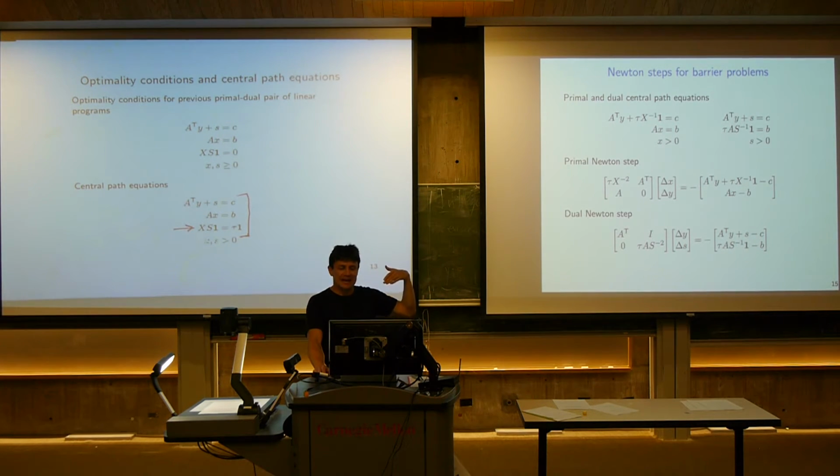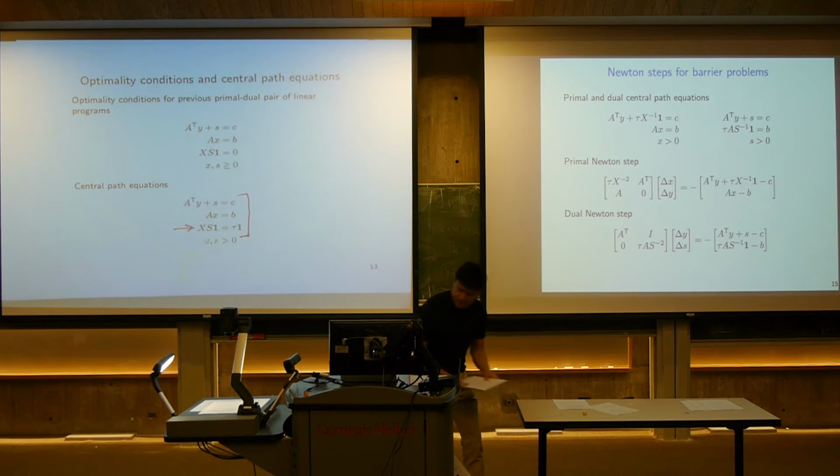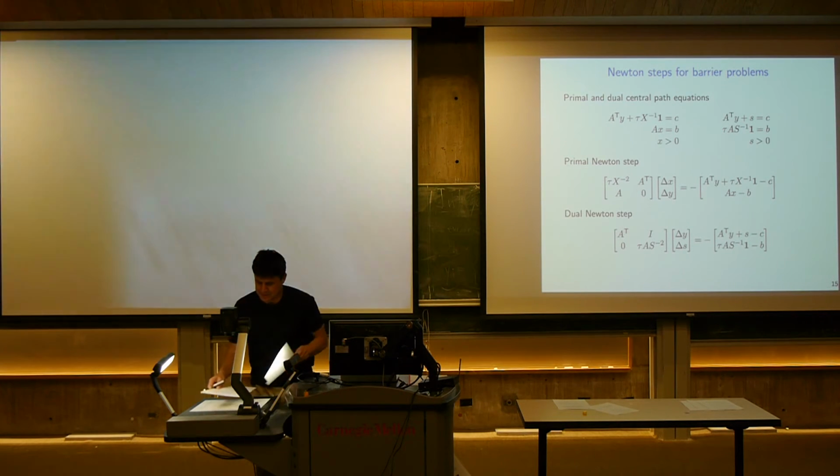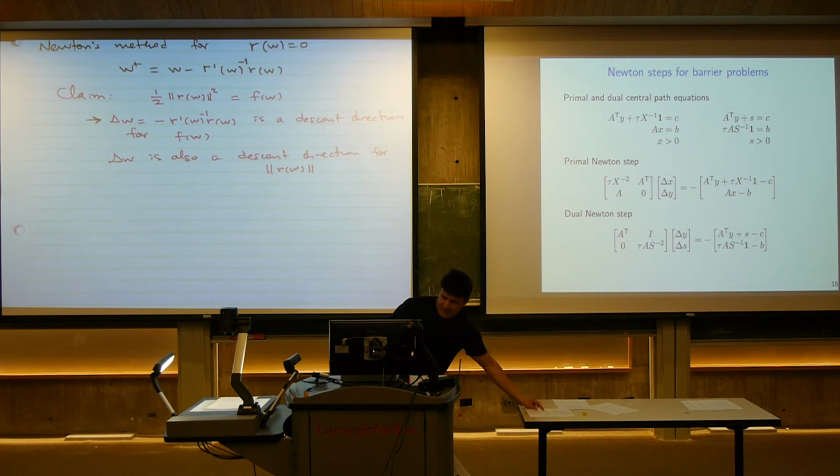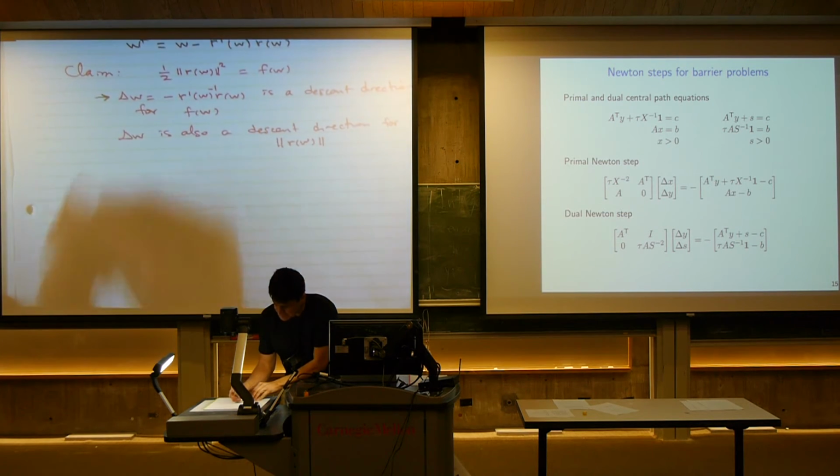So the first system of equations is essentially the optimality conditions for the primal barrier problem. The second one is the system of the optimality conditions for the dual barrier problem. Maybe I should write that down just so that it makes this more precise. So this is a little observation here.